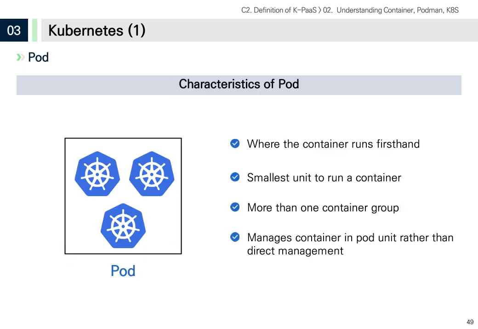Next, let's talk about pods, which are the smallest unit in which containers run in Kubernetes. The word pod is similar to the word pod for a bean pod, and just as a bean pod can contain multiple beans, a pod can contain multiple containers. Containers are created and run inside of pods, and Kubernetes doesn't manage single containers, but rather bundles them into units called pods.